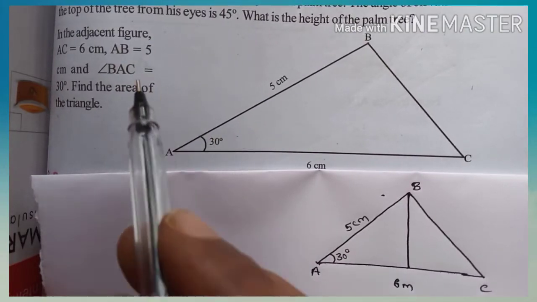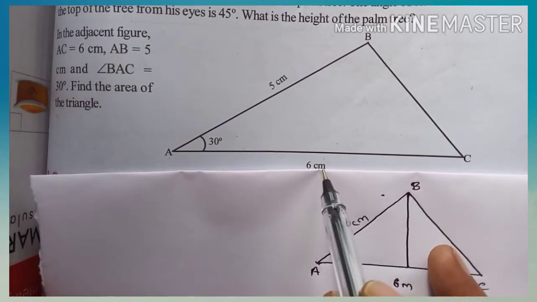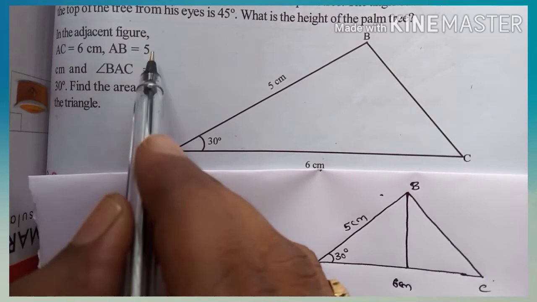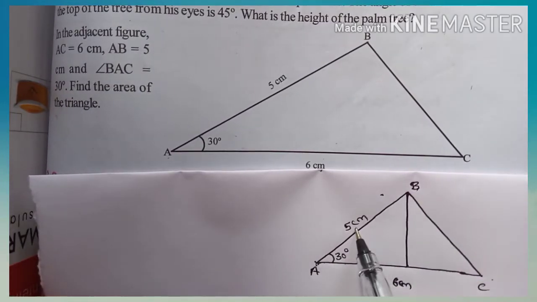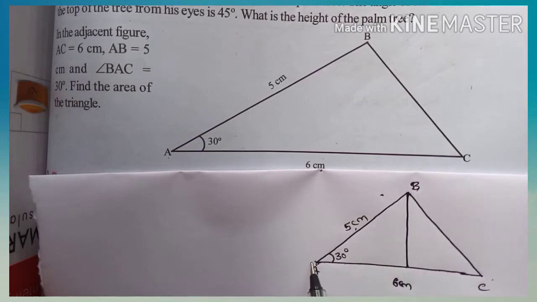Now the next problem. In the adjacent figure, AC is equal to 6, the measure of AC is 6 centimeters. I have drawn here AC 6 meters, right? 6 centimeters. Next, AB is equal to 5. Now the angle BAC is given as 30 degrees. Now we have to find the area of the triangle.